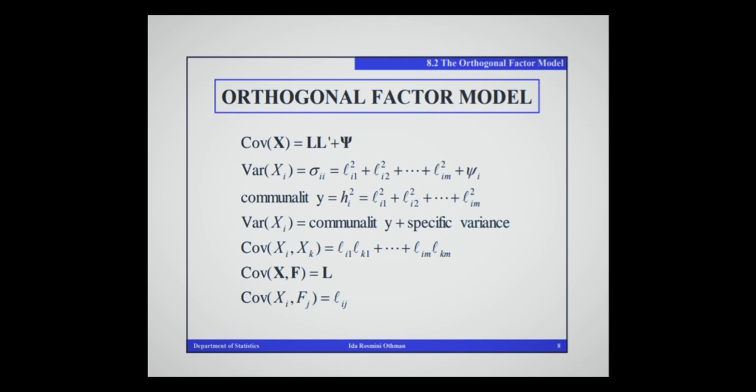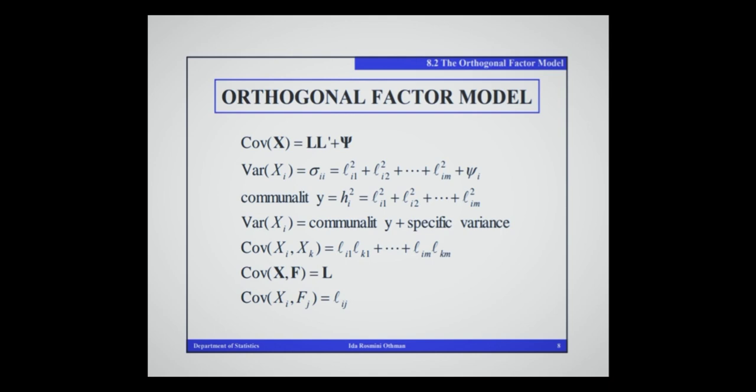And then it is known that the covariance between the variables adalah Li1, Lk1. Maksudnya factor loading untuk first variable multiply factor loading untuk second variable for the first factor. Tambah pula dengan factor loading untuk first variable, darab dengan factor loading untuk second variable for second factor. Sebab factor loading ni ada untuk setiap factor yang kita create.